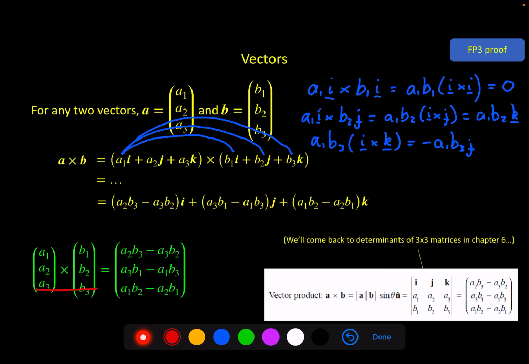Then if you want the bottom row, you can do the same thing. a1 times b2 minus b1 times a2. And that gives you this answer. And I've left the middle row to last because the middle row you have to go backwards, starting at the bottom left, not the top left. a3 b1 minus b3 a1. And that gives you this answer.